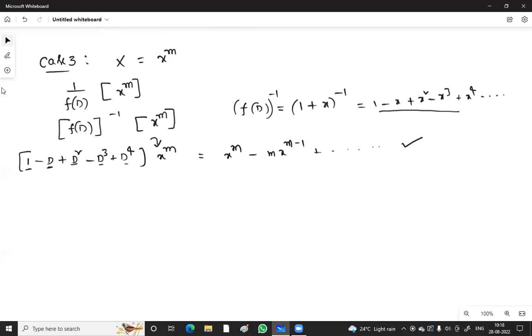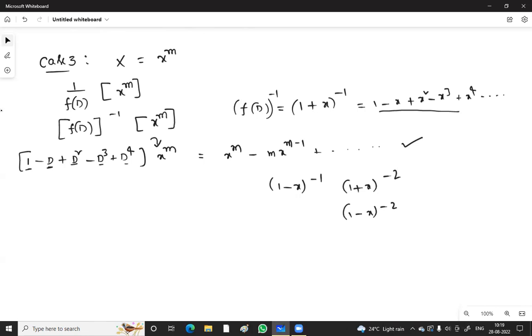This is case 3. But one thing you have to understand here, some expressions you have to know by heart, like 1 plus x whole power minus 1, 1 minus x whole to the power minus 1, 1 plus x whole to the power minus 2, 1 minus x whole to the power minus 2, 1 plus x whole to the power minus 3, minus 4, like that.